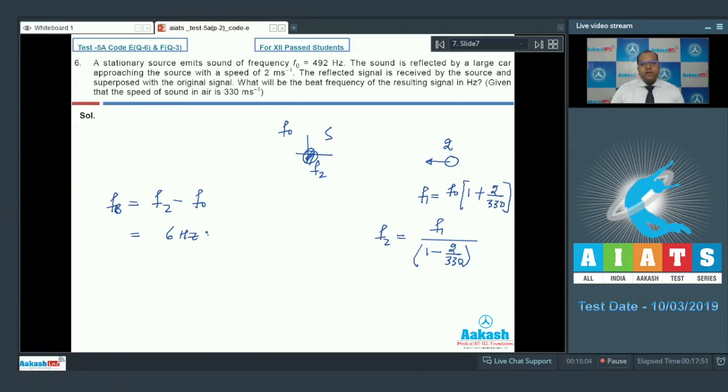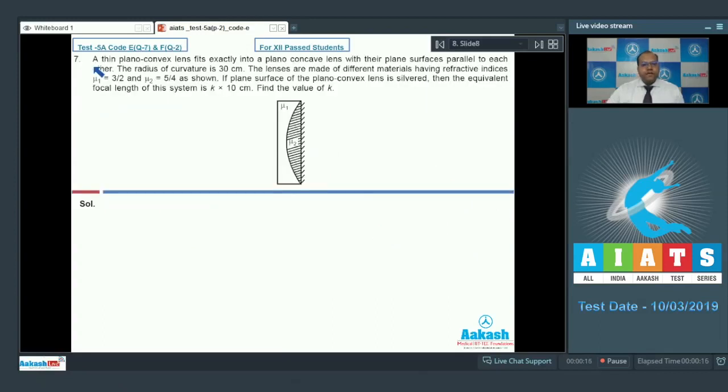Let's move to question number 7. In question number 7, a thin plano-convex lens fits exactly into a plano-concave lens with their plane surfaces parallel to each other. The radius of curvature is 30 cm. The lenses are made of different materials having refractive indices mu1 equal to 3 by 2 and mu2 equal to 5 by 4, as shown. If the plane surface of the convex lens is silvered, then the equivalent focal length of the system is 10k cm. Find the value of k.